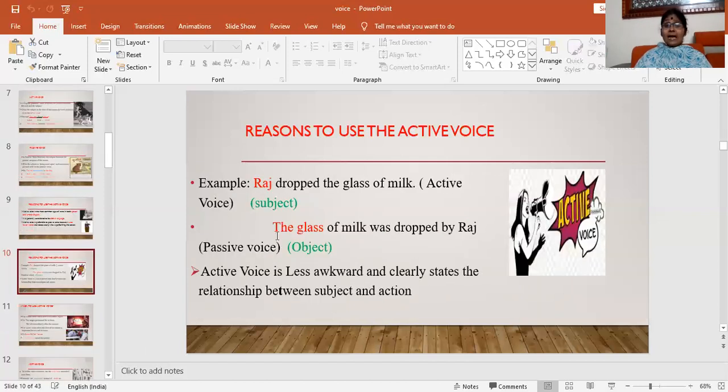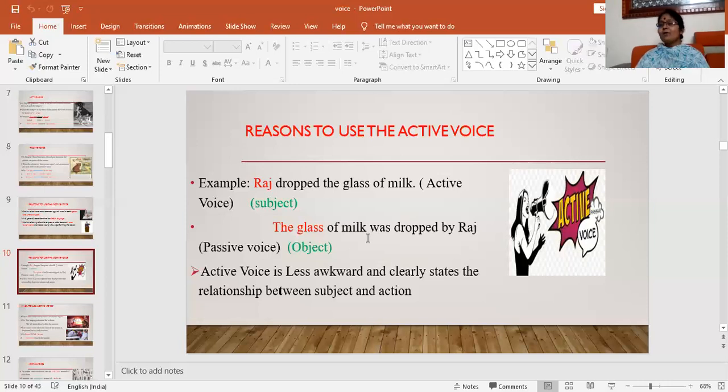Now, let us understand it with a very beautiful example. Say, in this sentence, Raj dropped the glass of milk, right? Who dropped? Raj. It is very clear. Raj dropped the glass of milk. This is in active voice because we are emphasizing on the subject. But if I have to change this, what is our formula? Our object will come to the subject place. Our subject will go to the object place. The glass of milk was dropped by Raj.